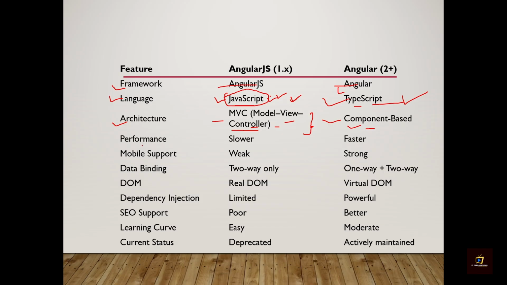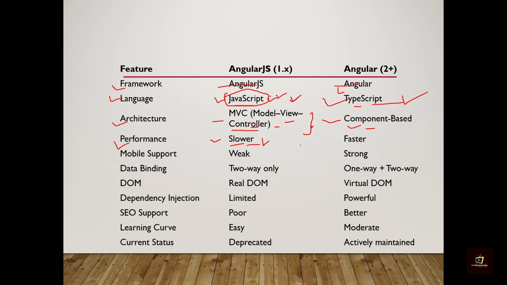Okay, the next point is performance. AngularJS performance relies on the digest cycle. You can search for the digest cycle on the net, since we need to end this video in a short time. It checks all data bindings repeatedly and is slower for larger data.